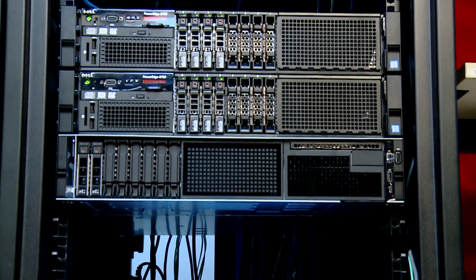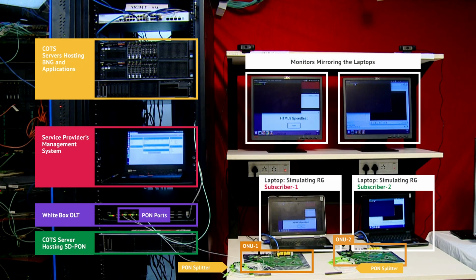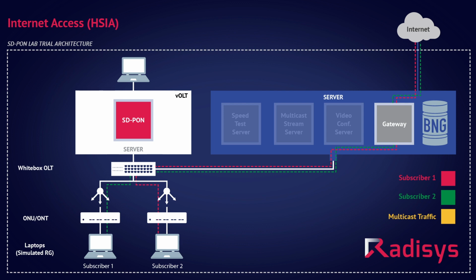The array of COTS servers above the laptop is hosting a virtual broadband network gateway and a variety of third-party applications such as Multicast Source, IMS Server, and Speed Test Server. The Multicast Source application is programmed to broadcast two video channels at all times. The IMS Server enables voice and video calling services. Now let's look at all of the services one by one.